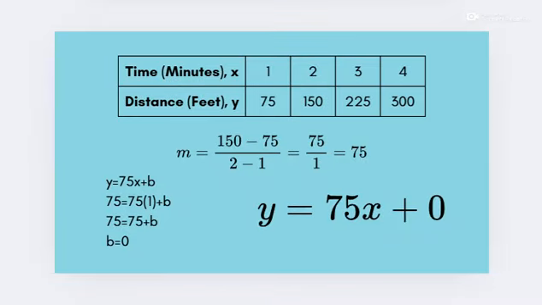First thing is to find the slope. They're using the first two numbers in the table. So we have 150 minus 75 and 2 minus 1. That gives us 75 over 1, which is just 75.